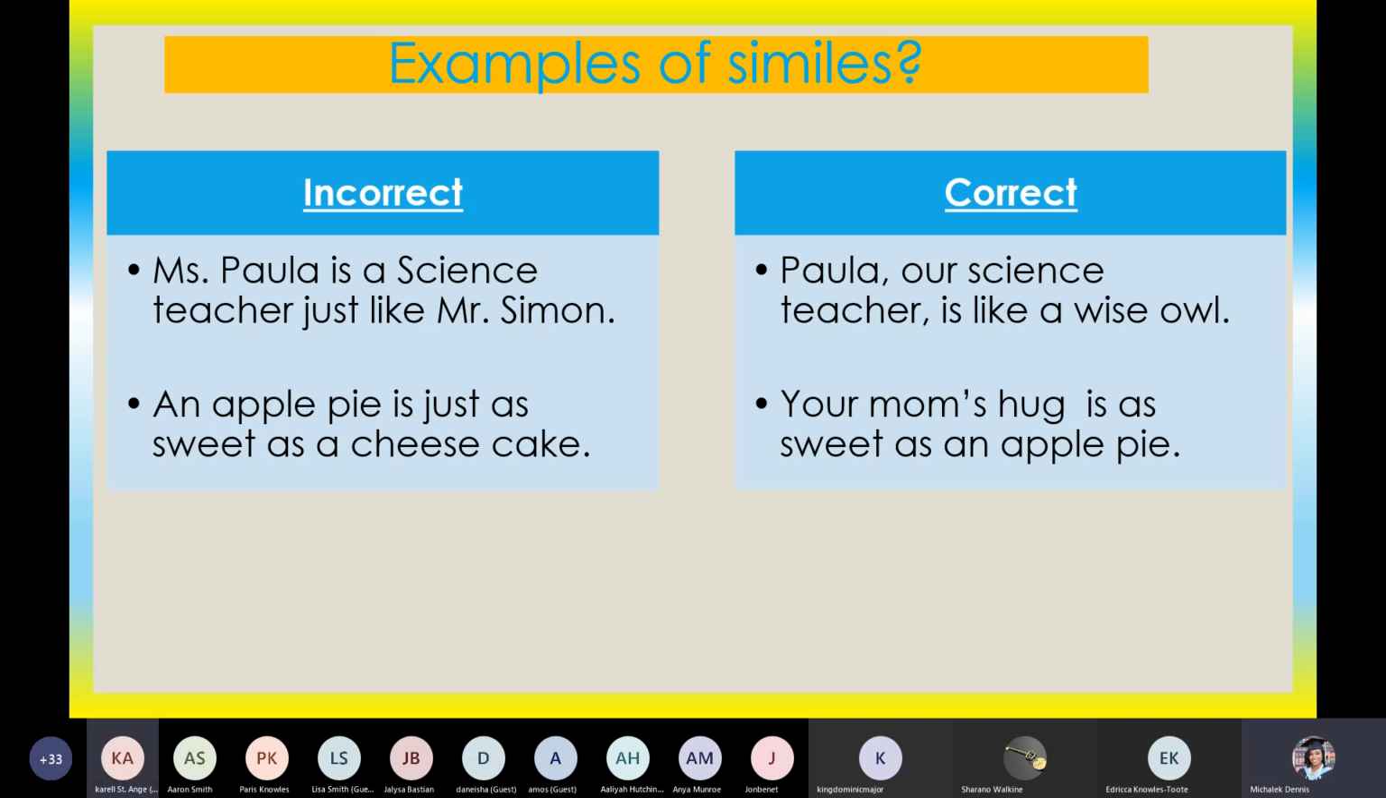Okay. So we have Miss Paula is a science teacher just like Mr. Simon. That can be literal. Definitely, that's literal, right? An apple pie is just as sweet as a cheesecake. Yes, that definitely can be so. Now let's look at the correct way. Paula, our science teacher, is like a wise owl. What does that mean? Like a wise owl.